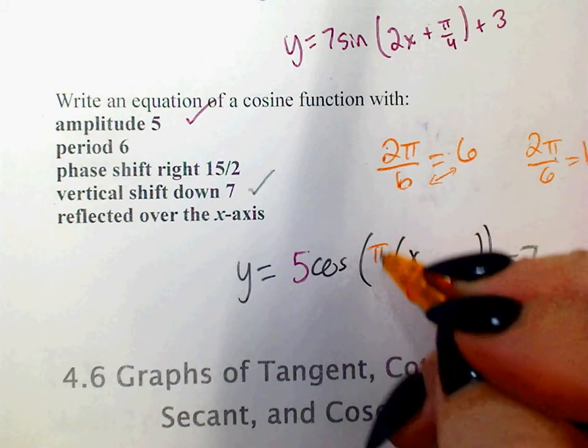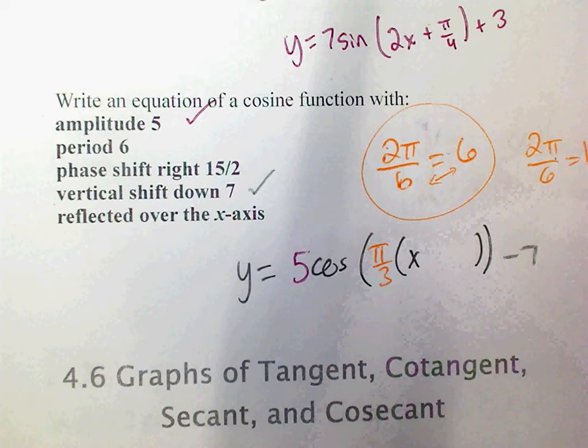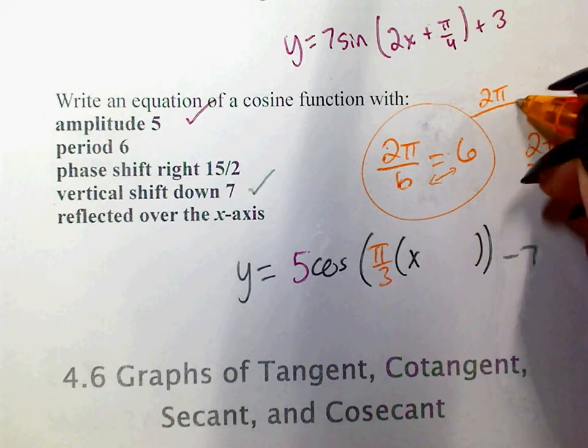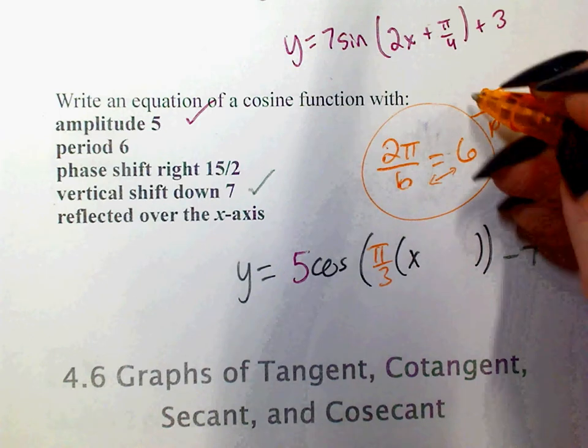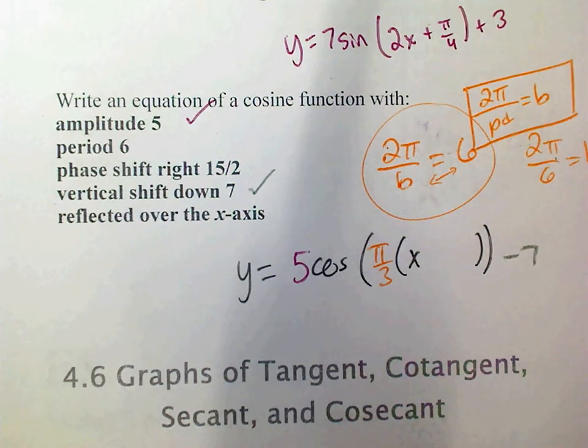Now, hey guys, this right here, can we use that to make a formula for ourselves? 2 pi divided by the period equals b. If you write that down, you can use that in the future, and maybe just jump straight to what b is.